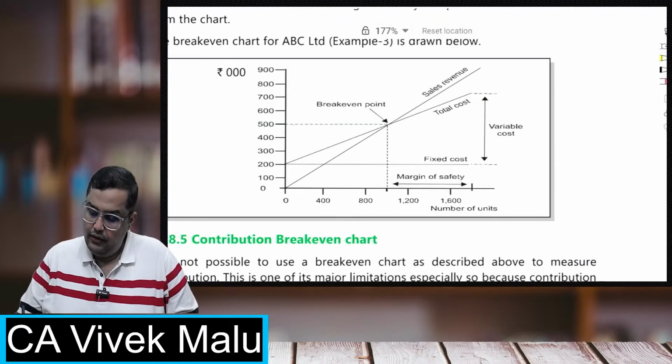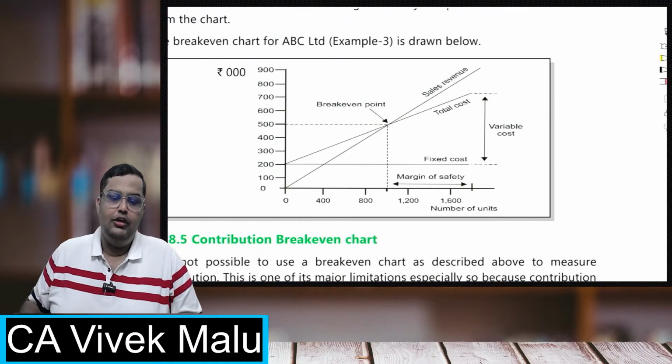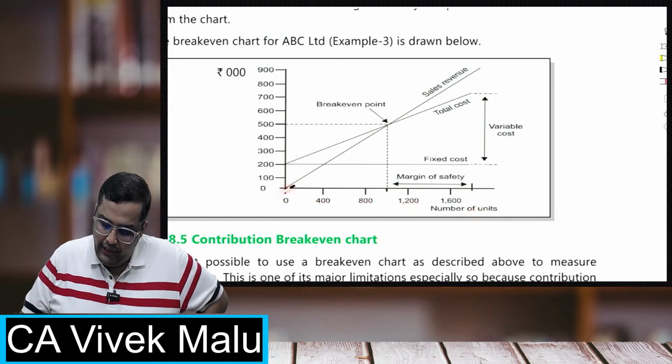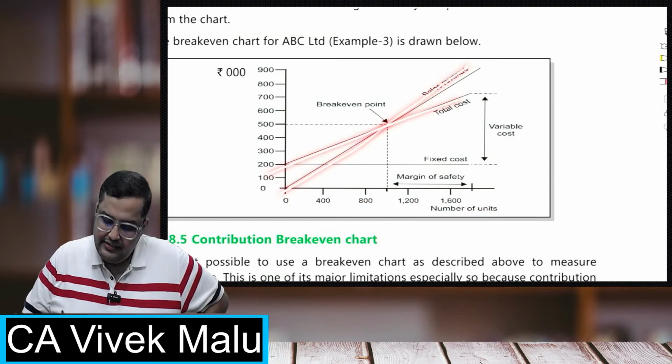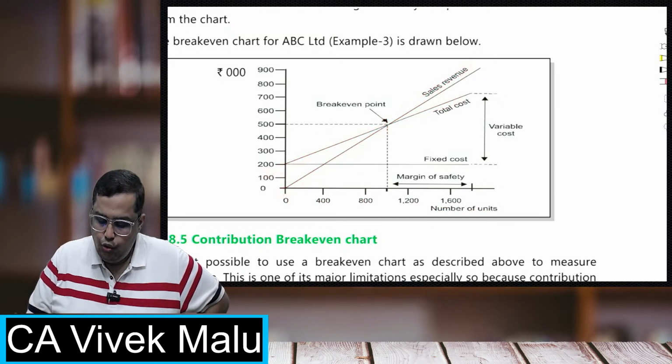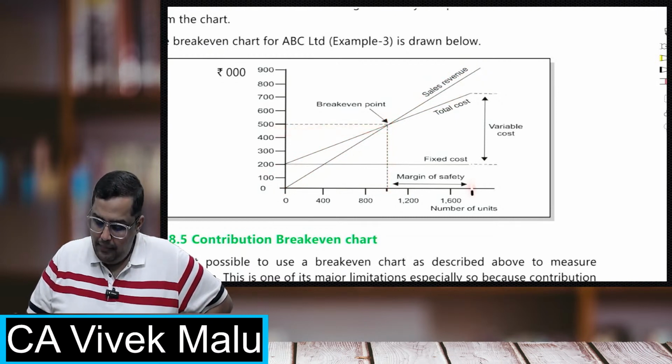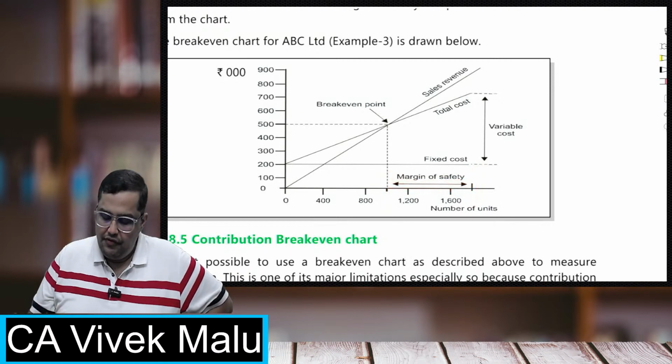Students, see this now. This diagram will actually help you to understand things. Suppose I'm trying to make the sales, and the point at which the total cost line and the sales line intersect each other, here total cost and sales are equal. So this is the point of break even. And if I'm selling this quantity, the gap between the sales quantity and the break even is called the margin of safety.